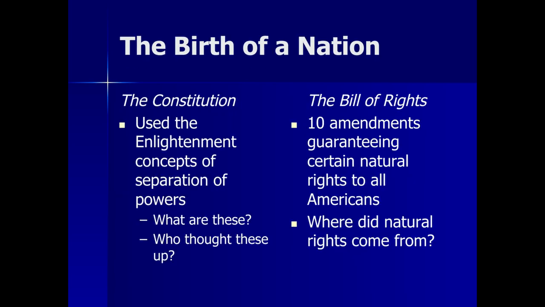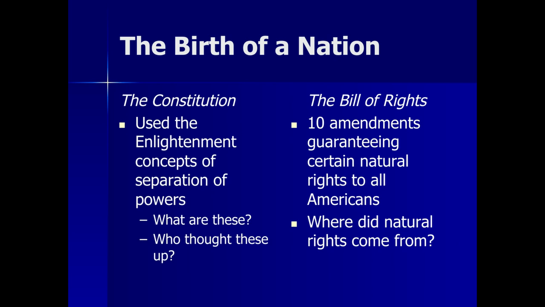Now, the Constitution at first is not going to be well received, and the reason why was because some people thought that the federal government had too much power, and they thought that the federal government would use that power to trample on the rights of citizens. And so, in order to appease everybody and to make everyone happy, a Bill of Rights was added to the Constitution. And in this Bill of Rights, 10 amendments were put in that guaranteed natural rights to all Americans. And of course, they're getting this idea from John Locke. Remember the idea of natural rights.